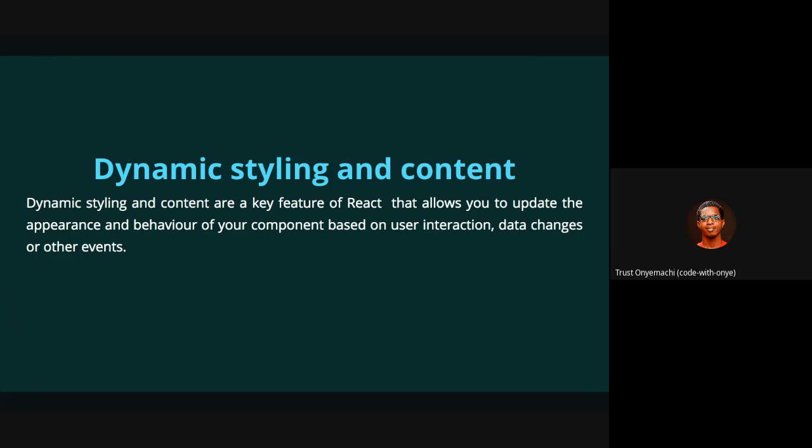So dynamic styling and content are a key feature of React that allows you to update the appearance and behavior of a component based on user interaction, data changes, or other events. With dynamic styling and content, you can dynamically change the content, appearance, and behavior of the website. Let's see an example of what that actually means.